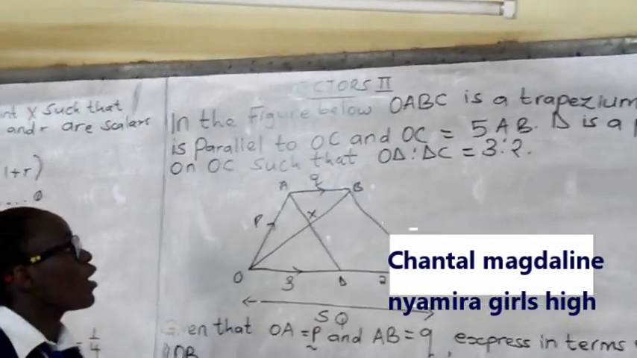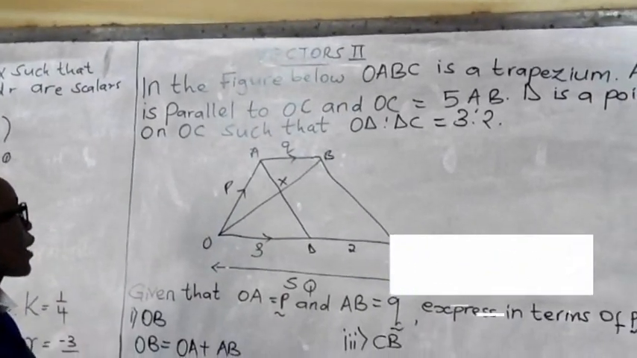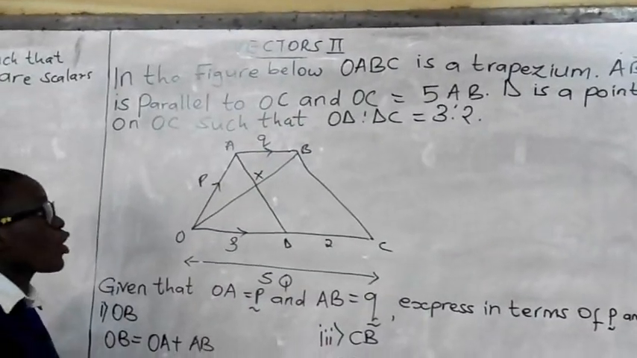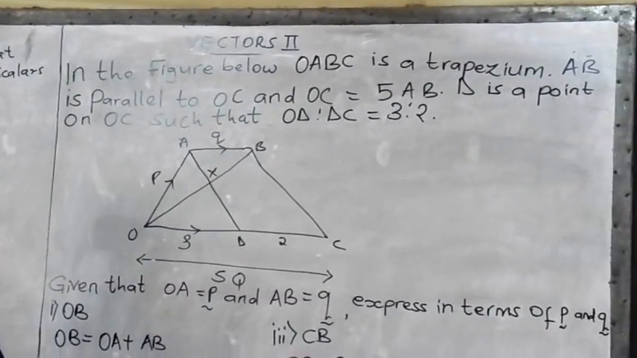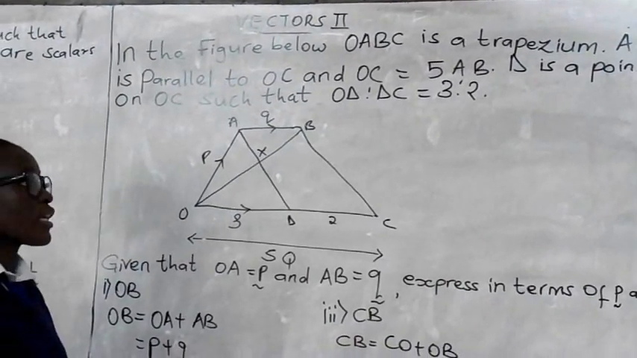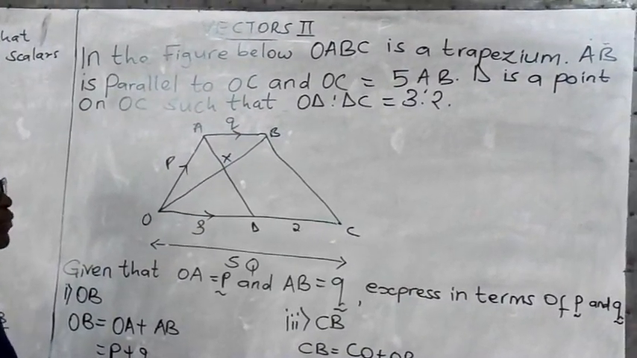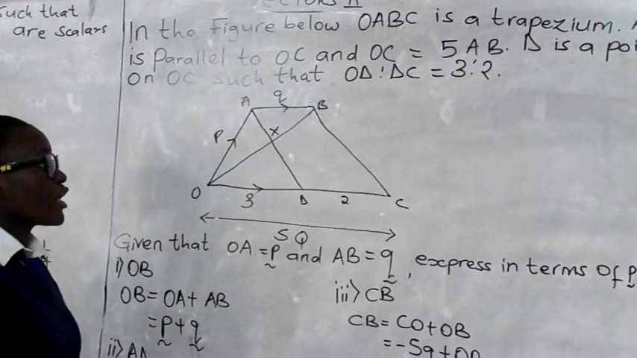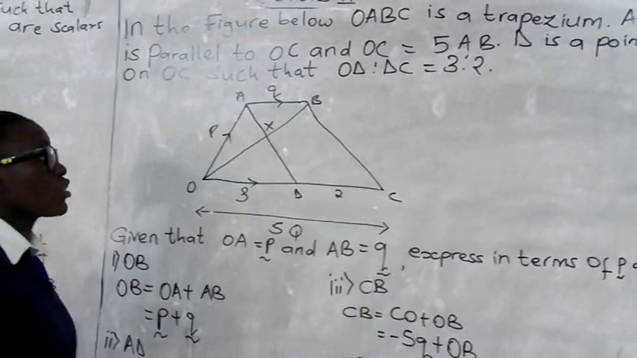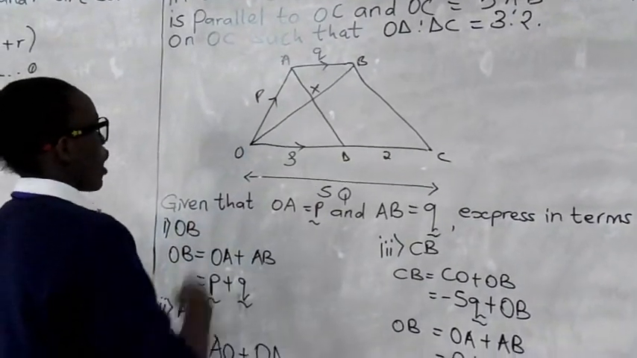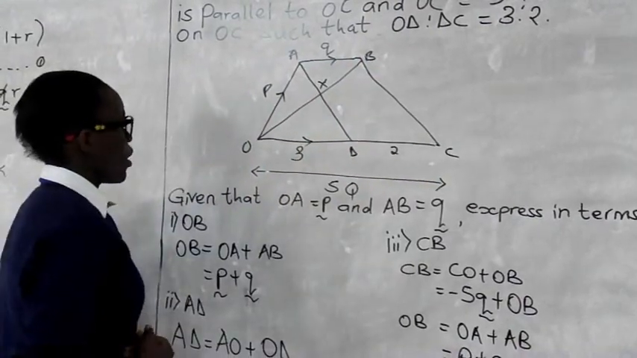Vectors 2. An example is here. The question is, in the figure below, OABC is a trapezium. AB is parallel to OC, and OC is equal to 5AB. D is a point on OC such that OD to DC is equal to 3 to 2. We have our diagram here, the figure O, A, B, and C.